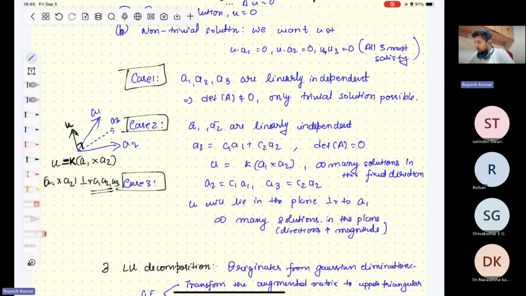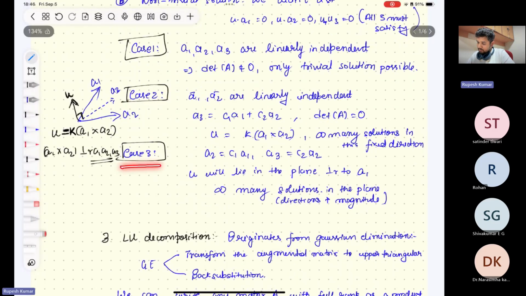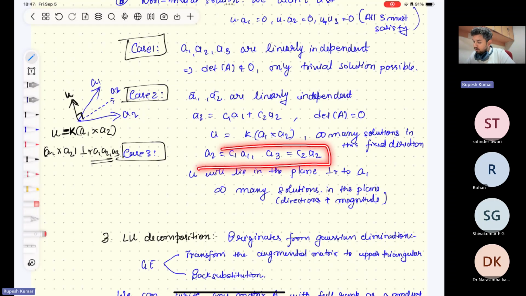Right. The third case is case 3. In case 3, what we are looking at, A1 is a vector, and A2 and A3 are linearly dependent on A1. Basically, all the three vectors lie in the same line. This is what this line is saying: a2 equals c1 a1 and a3 equals c2 a2. This is essentially saying that all the three column vectors of the matrix A are lying on the same line.